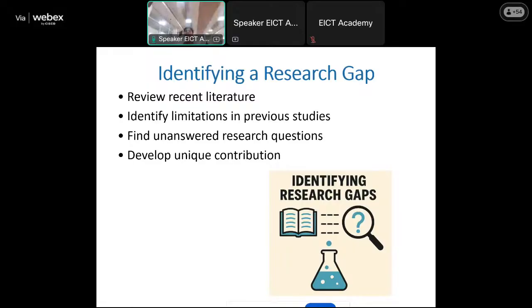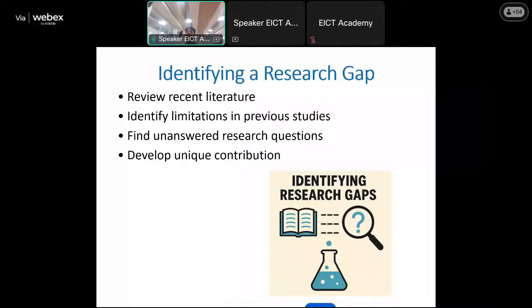and identify the research gap. I am not saying that articles from 10 years, 15 years ago are not good. Okay. But they could be slightly outdated. Okay. So that's why usually 5 years is a good window to identify a research gap from recent literature. Identify the limitation of the previous study.